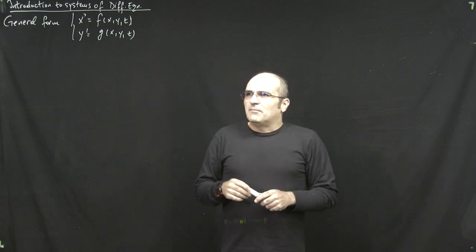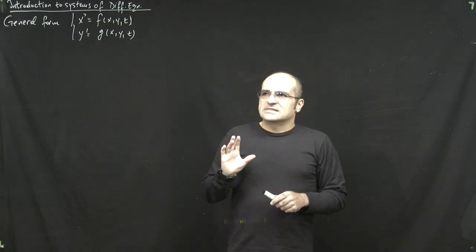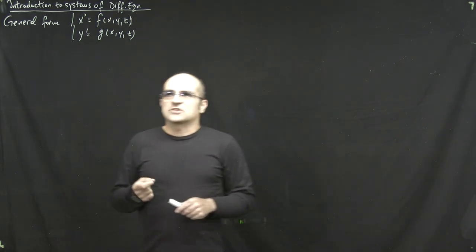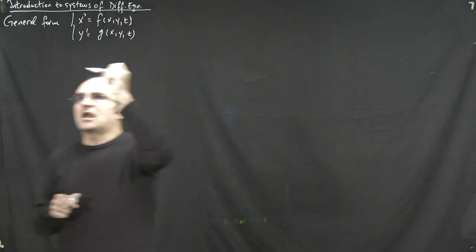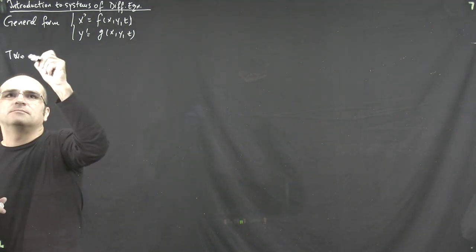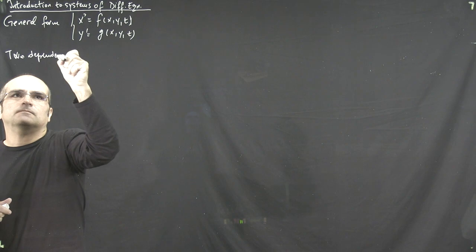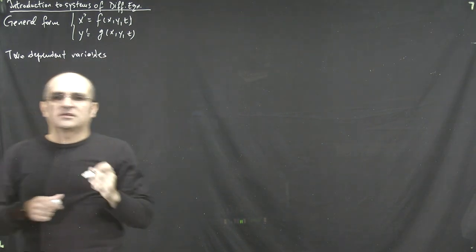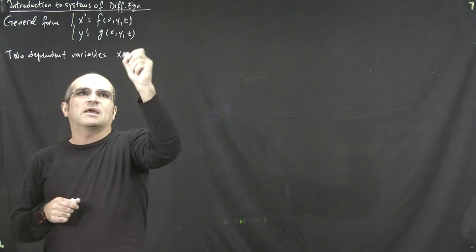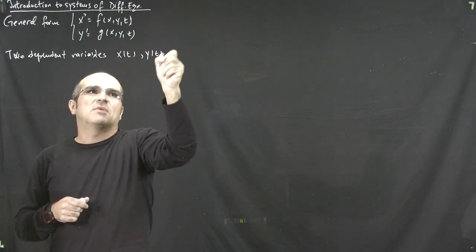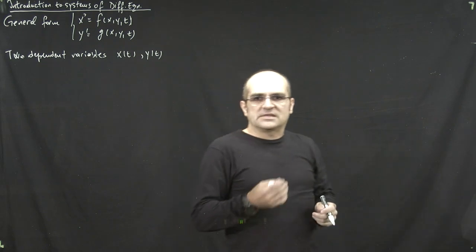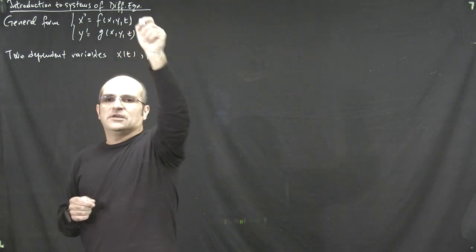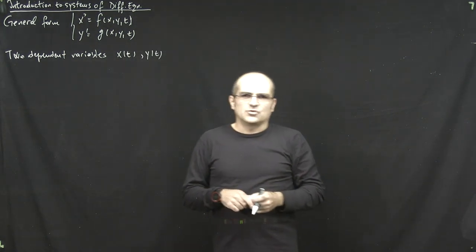So we will be focusing on systems of two equations. So systems of differential equations with two equations in which now we have two dependent variables, which you can denote by any letters you want. Typically I'm going to denote them by x of t, y of t. And remember the convention that once you understand that these are the dependent variables, you don't need to write of t all the time, just to avoid writing too many parentheses, right?